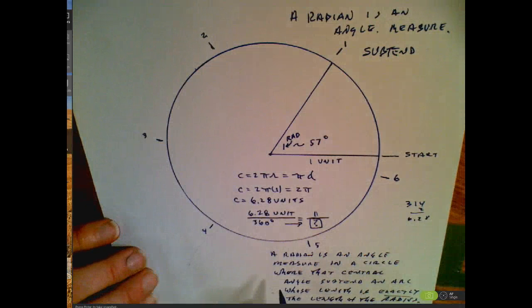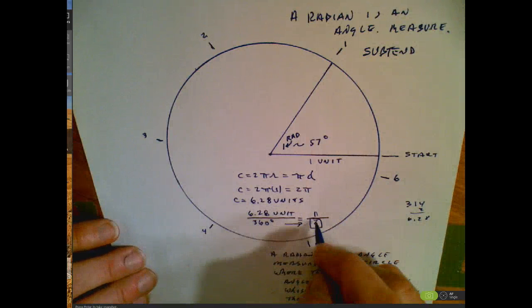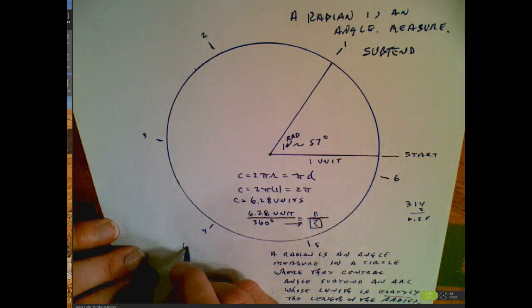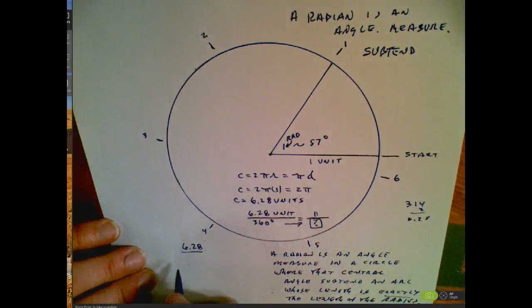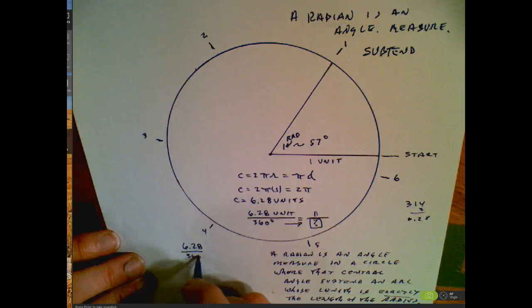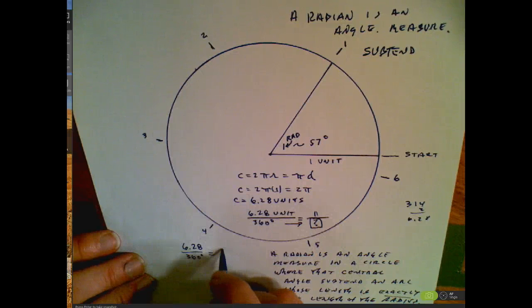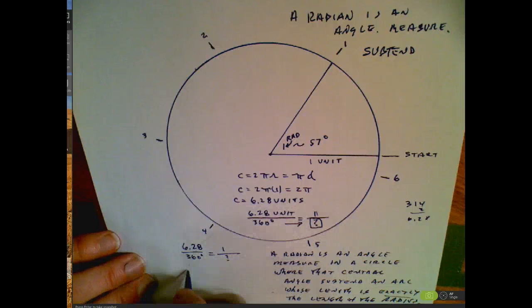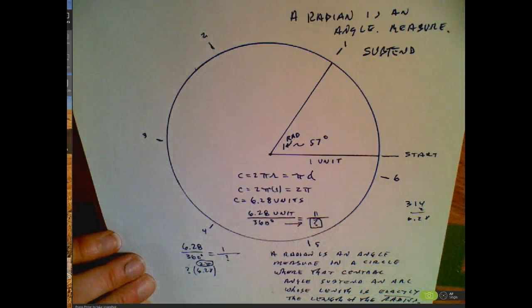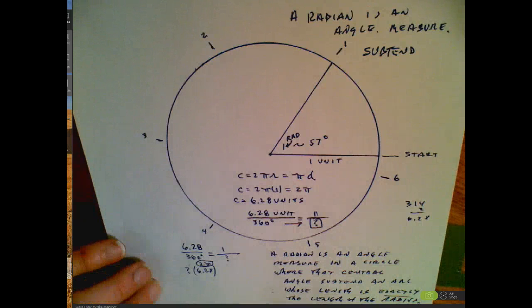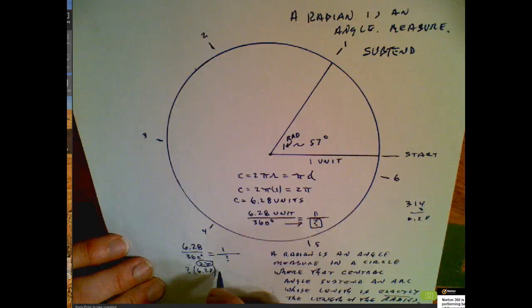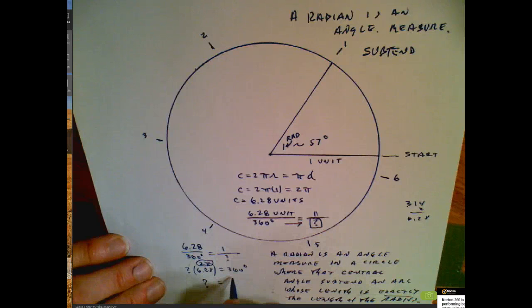So let's solve for that. Let's figure out what that degree is, and let's just leave it as a question mark. So I'm going to put it back here, 6.28 is to 360 degrees as 1 is to question mark. So question mark times 6.28, and that really is 2 pi, so maybe we'll use our calculator and use 2 pi instead of approximating, is equal to 360 degrees. So the question mark is going to be 360 divided by 2 pi.